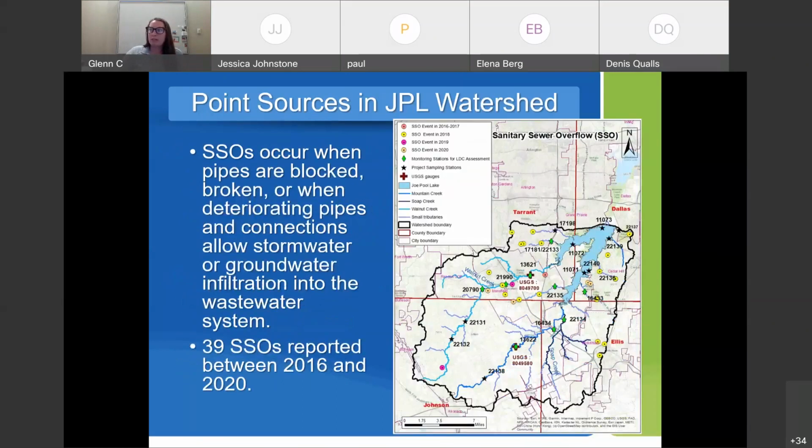For SSOs, or sanitary sewer overflows, those occur when pipes are blocked, broken, or when deteriorating pipes and connections allow your stormwater and groundwater infiltration into that wastewater system. And so these can overflow and head into our surface water. So we found that there were 39 SSOs that were reported between 2016 and 2020 within the Joe Pool Lake watershed.